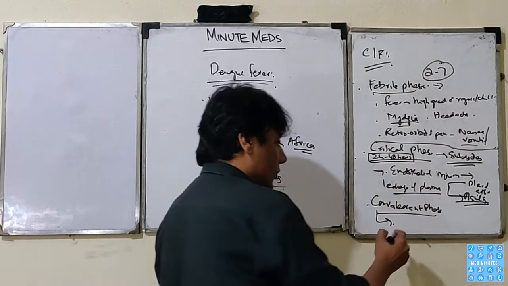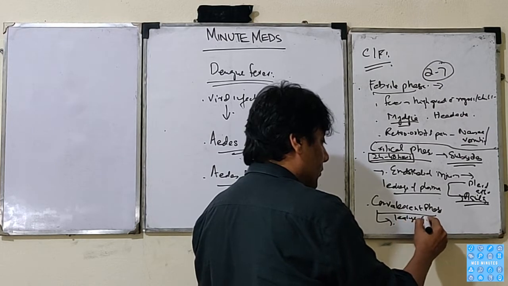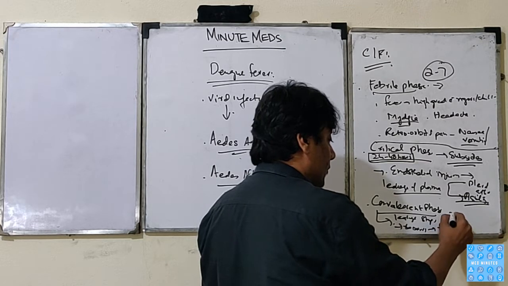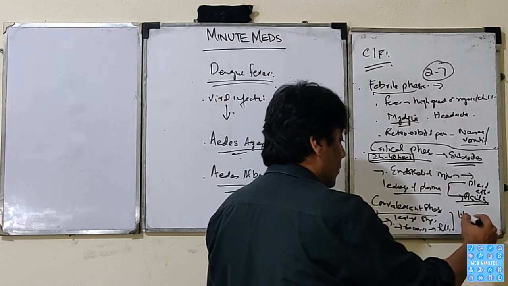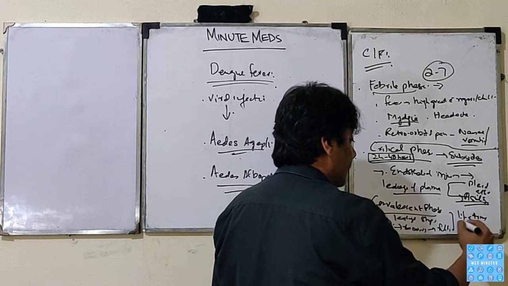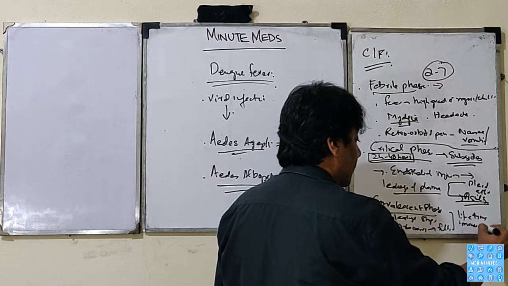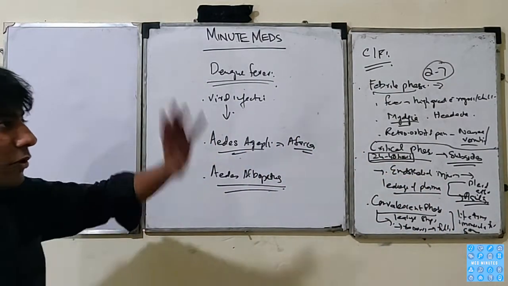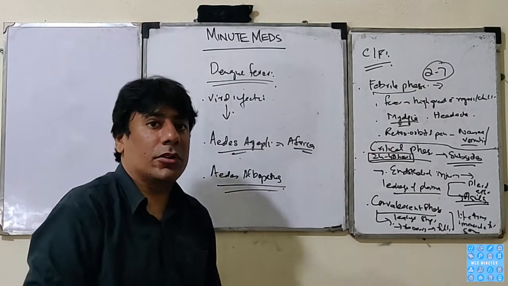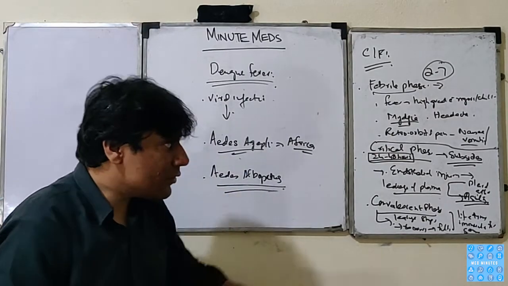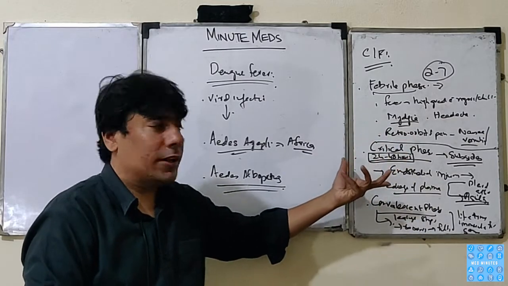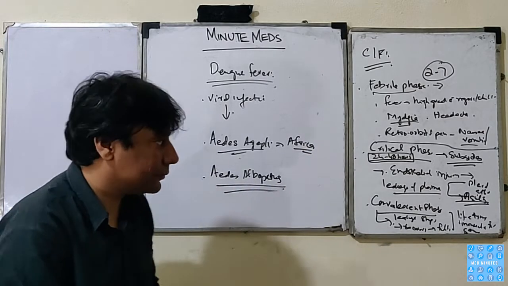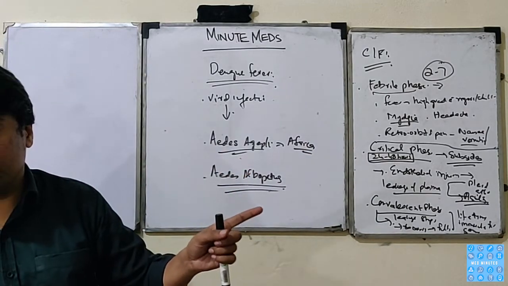And then the convalescent phase, when the leakage stops and the patient recovers fully, with lifetime immunity for the same strain. I repeat, for the same strain. It means if a patient moves to another area of his country or another country in which another strain of dengue is present, the patient can get infected, but the patient cannot be infected by the same strain twice.